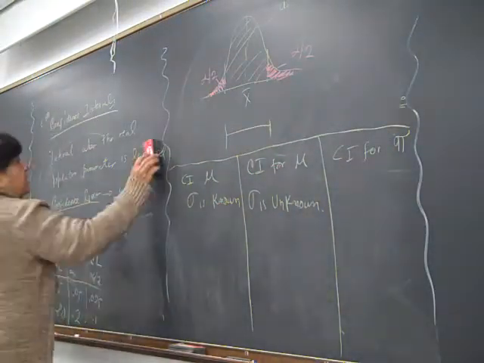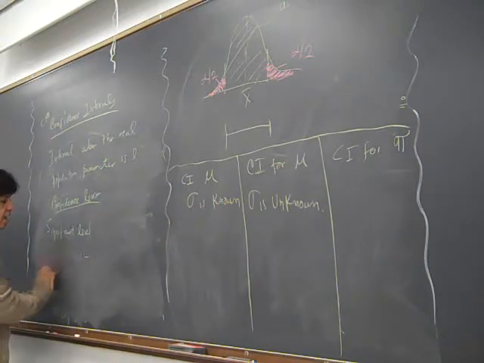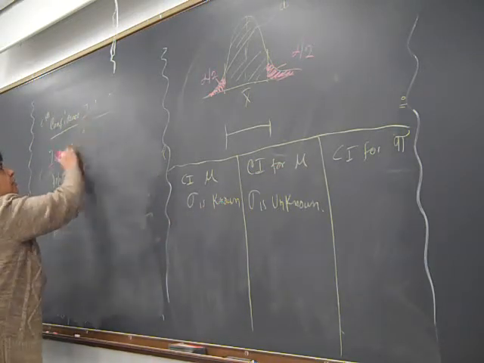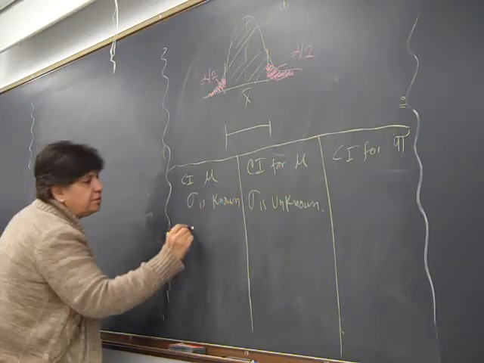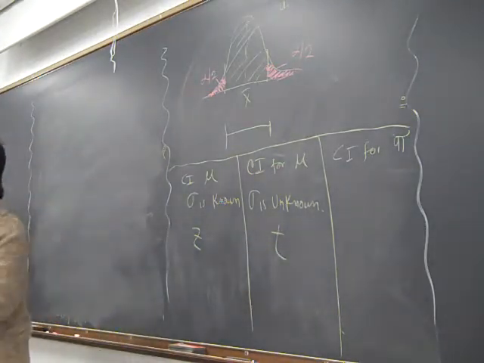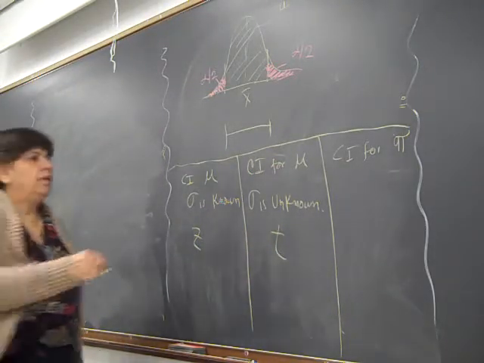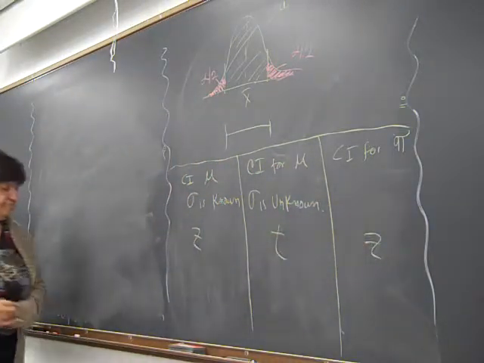The easiest one is the first one. Why? Because for this one, we are going to use the standard normal distribution. For this one, we're going to use the t distribution that we haven't covered, but we will cover. And for this one, we will use the standard normal distribution.